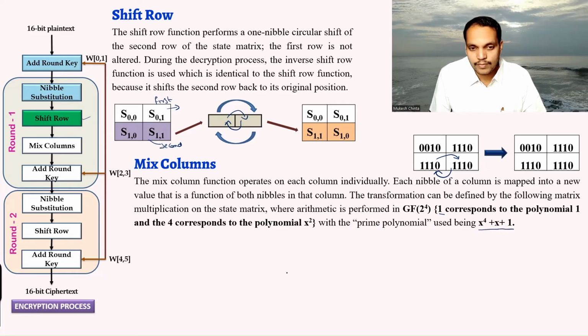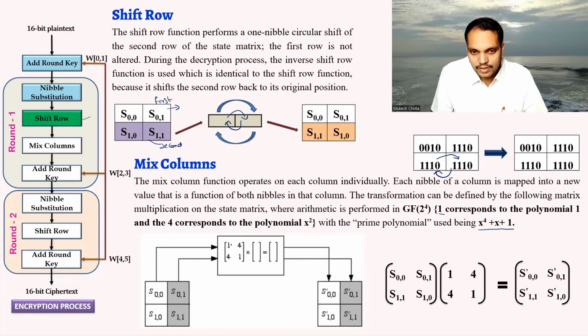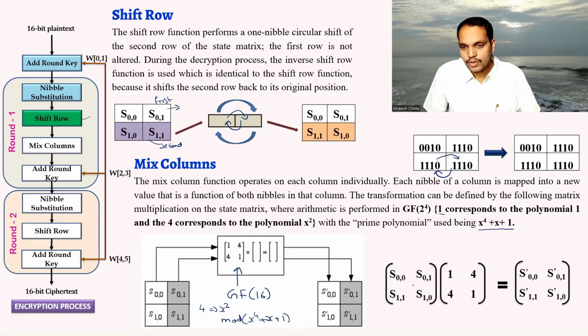So let me show you what it is. It's simply that you take this matrix 1, 4, 4, 1 and you perform a matrix multiplication on the state matrix with this. But it is not straightforward numerical multiplication. You perform this multiplication in Galois field of 16 or 2 power 4. And here, if I say 4, it means it is x square. Understood? And any values have to be reduced modulo x power 4 plus x plus 1. So you have to perform this operation. I'll show you how it is done.